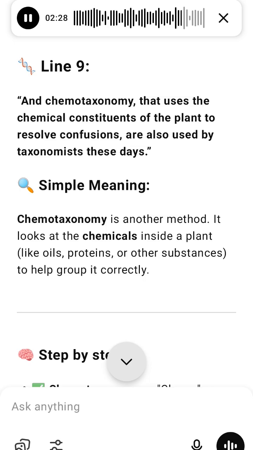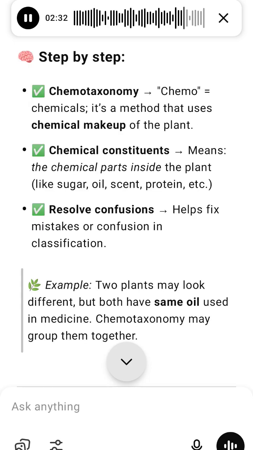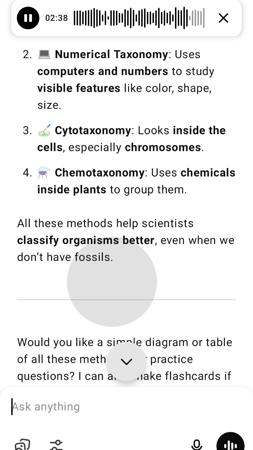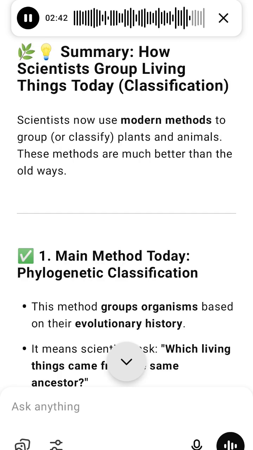C. Chemotaxonomy. This method looks at the chemicals inside the plant, like proteins, oils, sugars, pigments, colors. It helps when 2 plants look different but have similar chemical contents. Example, 2 plants may both contain the same medicinal oil, so they might be grouped together.